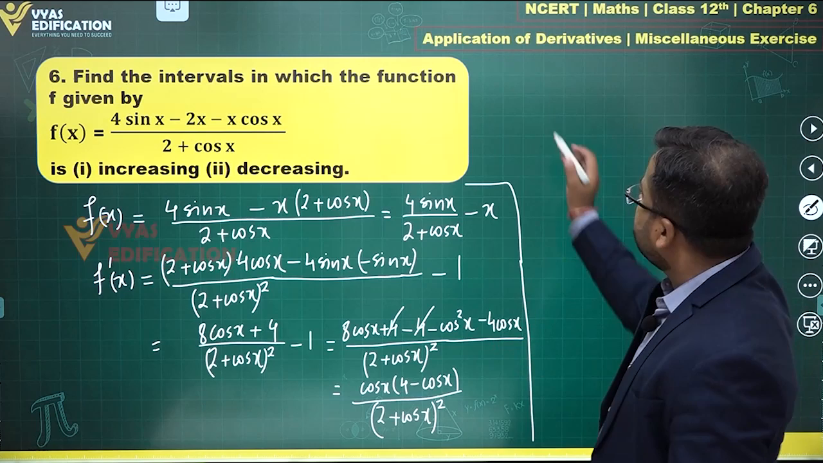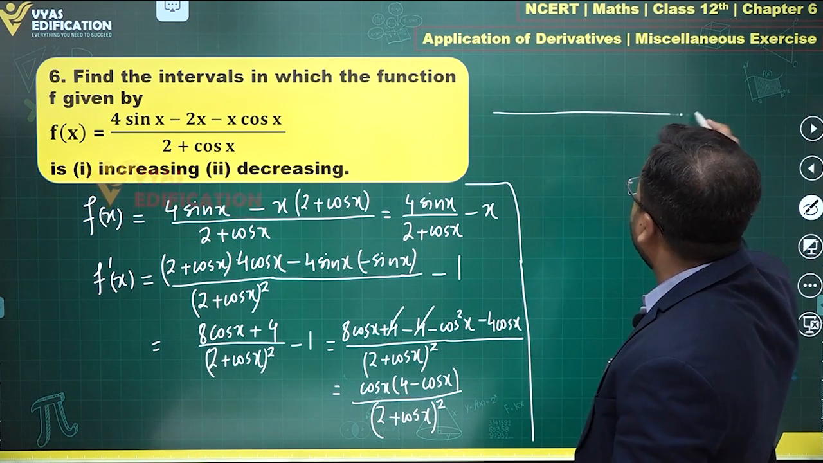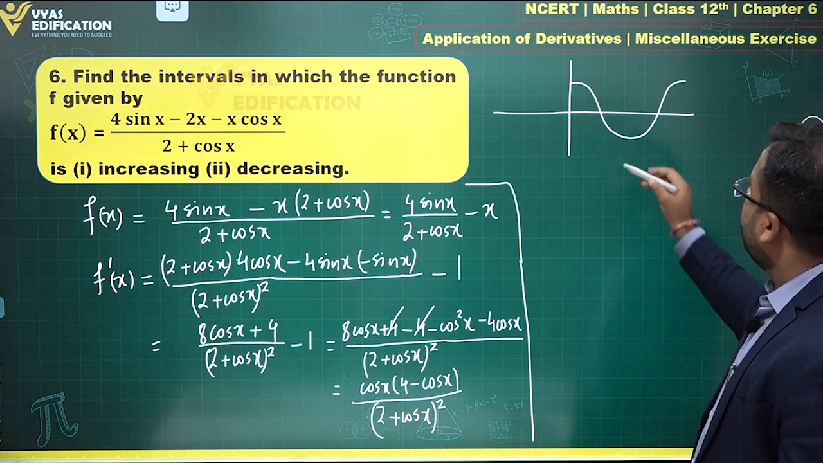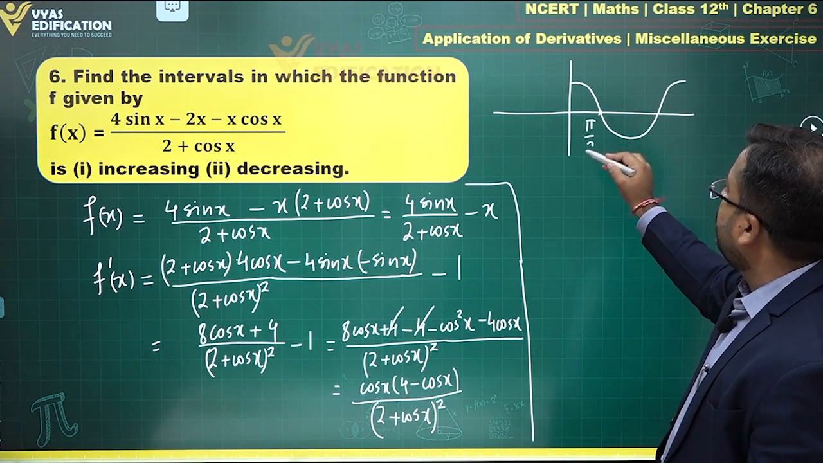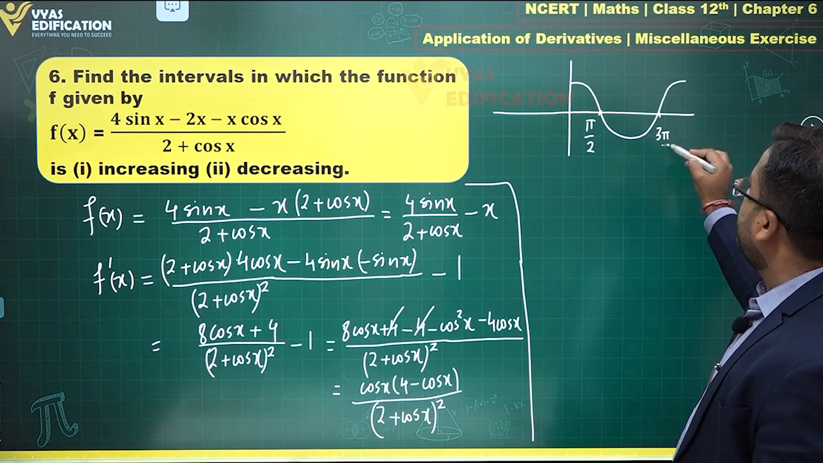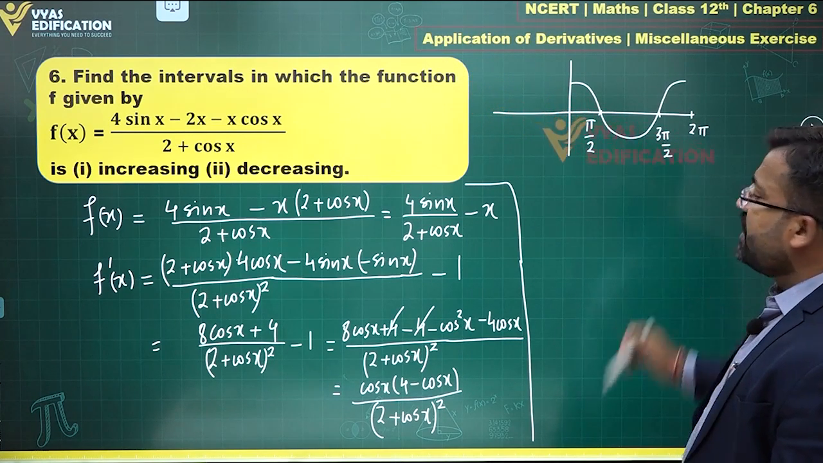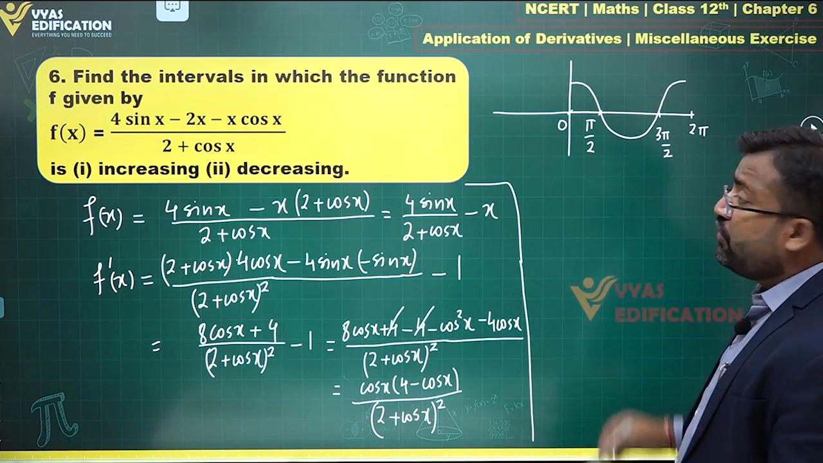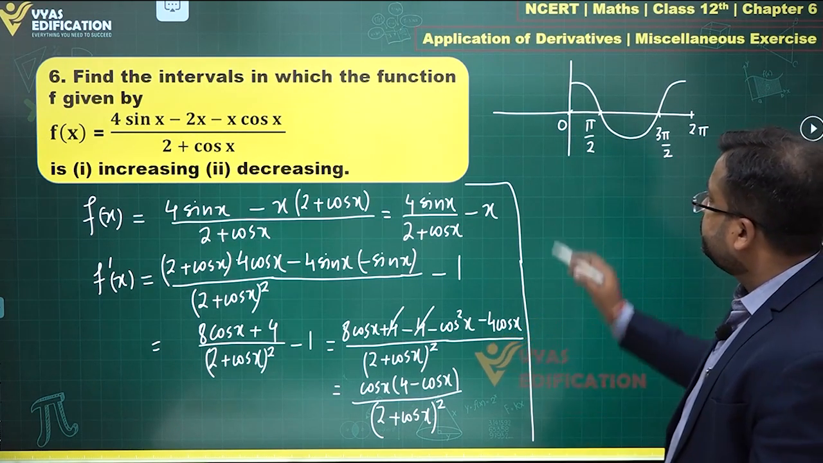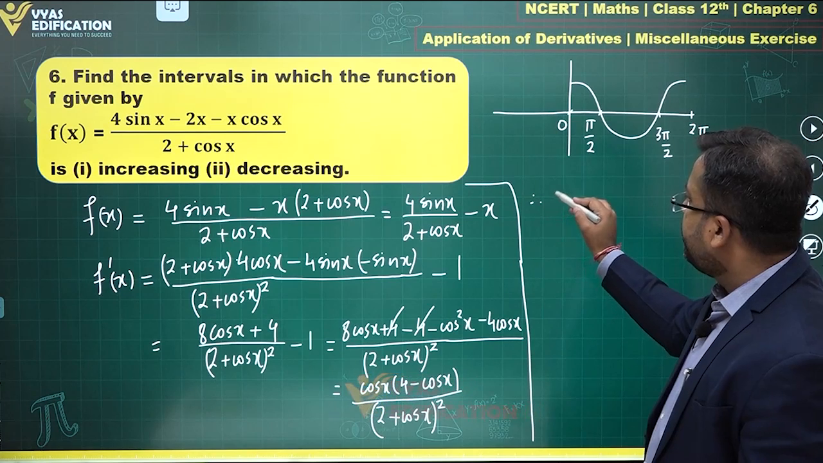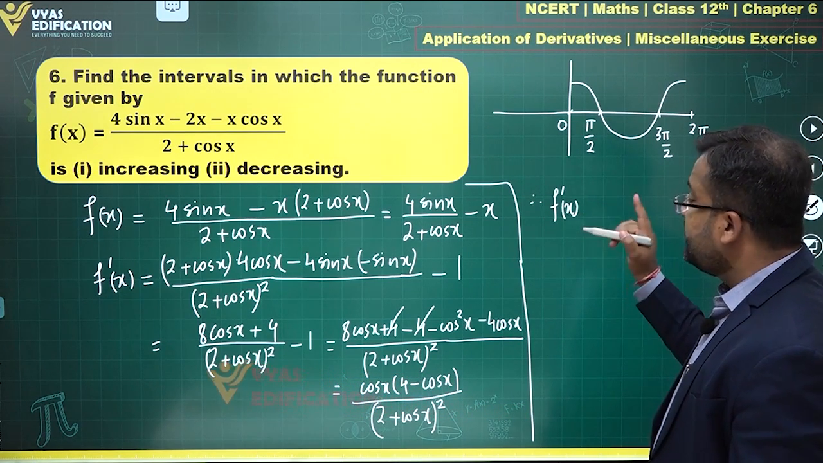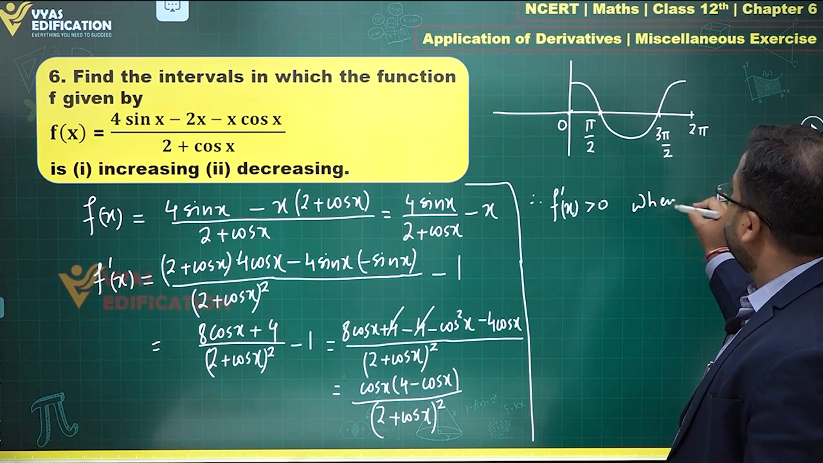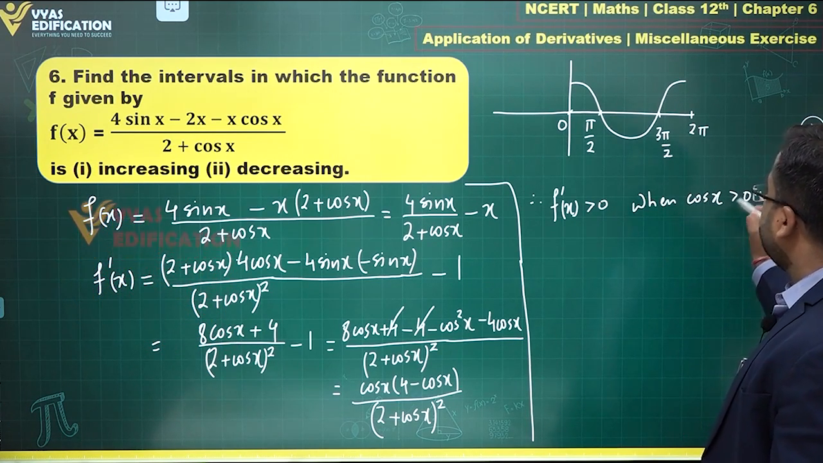Now the sign of cos x can be identified with the help of the graph of cos x. Okay, the graph of cos x looks like this, and here this point is pi by 2, this point is 3 pi by 2, this point is 2 pi, right? And if we talk about the principal values, this is the interval that we'll be looking forward to, 0 to 2 pi. Let's talk about this interval. And therefore f prime x is greater than 0 when cos x is greater than 0. That's what I can identify.